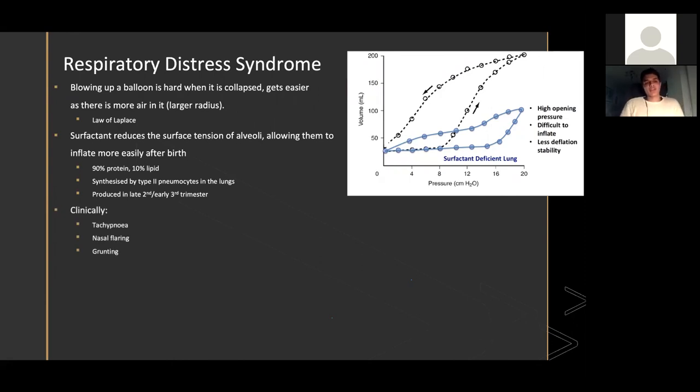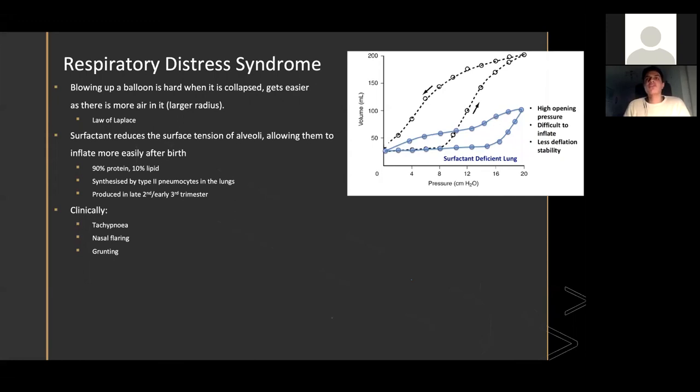Clinically, what are you going to have? You're going to have tachypnea, you're going to have nasal flaring, and you're going to have grunting. One thing I haven't mentioned is this is an essentially preterm condition. Past 34 weeks, you will not see respiratory distress syndrome, or you shouldn't, okay? And if you do, it's not your job to deal with it. It's definitely someone more senior's. You will not see it.